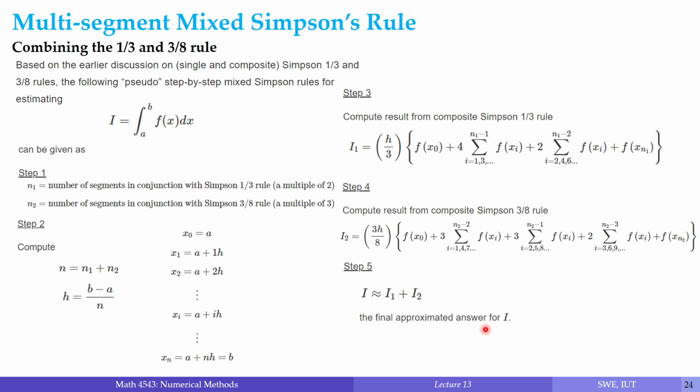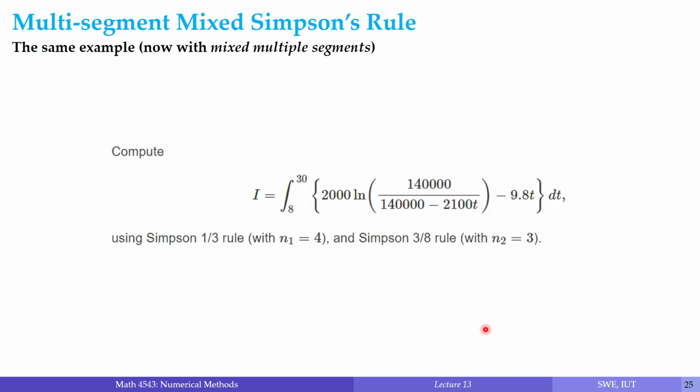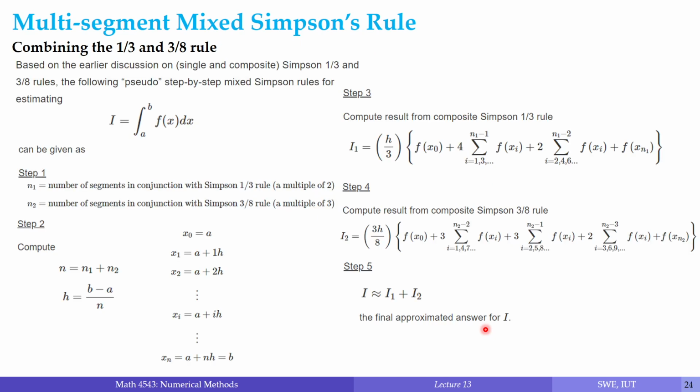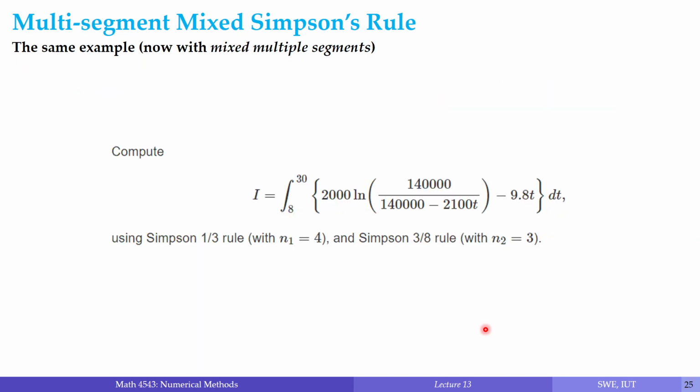Okay, fine. So let's apply this multi-segment mixed Simpson's rule, this whole step-by-step algorithm that we have just learned, to the integral that we have been talking about throughout this entire lecture, which is the distance covered by the rocket from time t equals 8 seconds up to t equals 30 seconds.